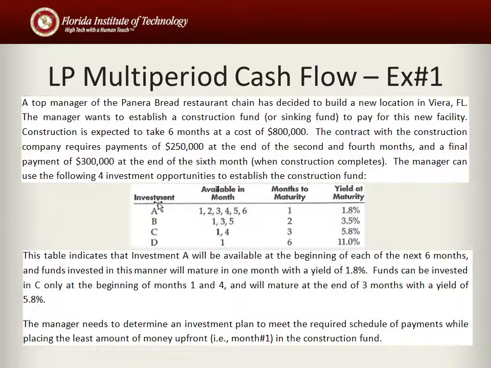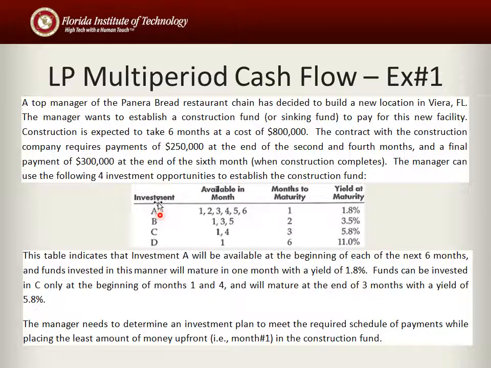The contract with the construction company requires payments of $250,000 at the end of the second and fourth months, and a final payment of $300,000 at the end of the sixth month. So the payments are divided into 3 sections. The manager can use the following 4 investment opportunities to establish the construction fund. So there are 4 possible investment opportunities, and they're available in different periods of time.